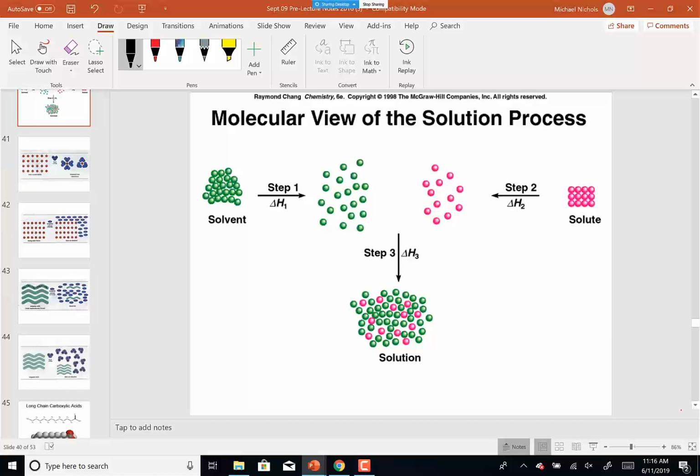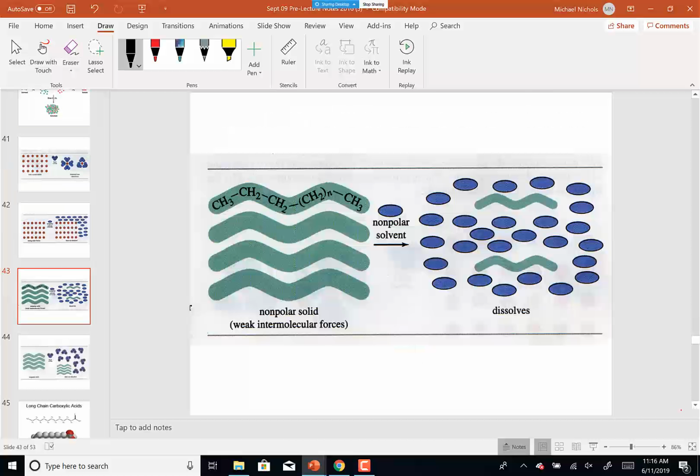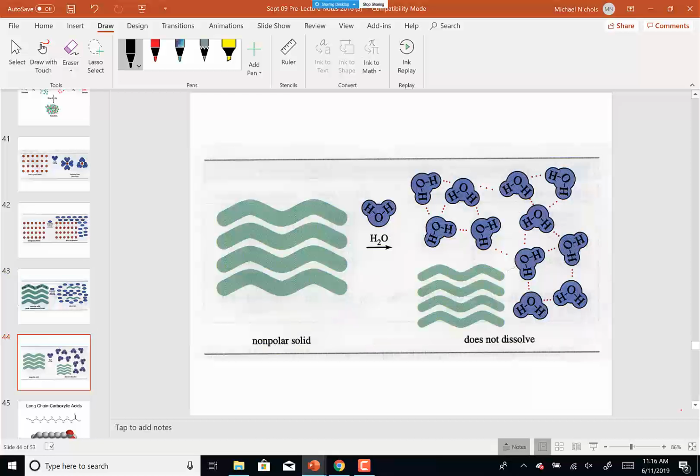My absolute, I guess, last thing. Why doesn't a wax or a non-polar substance dissolve in water? It's this slide. Why does oil and water not mix? Can I break apart the non-polar solvent? Does it take a lot of energy to do that? To break apart a non-polar solvent? Does it take a lot of energy or a little bit of energy?